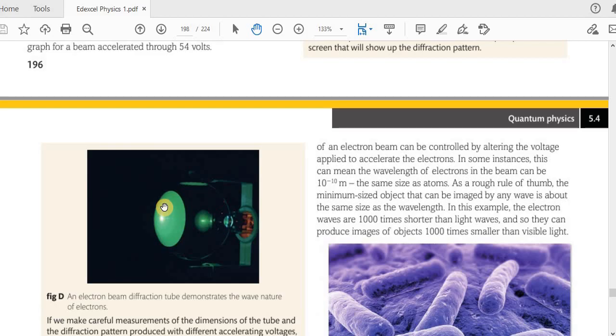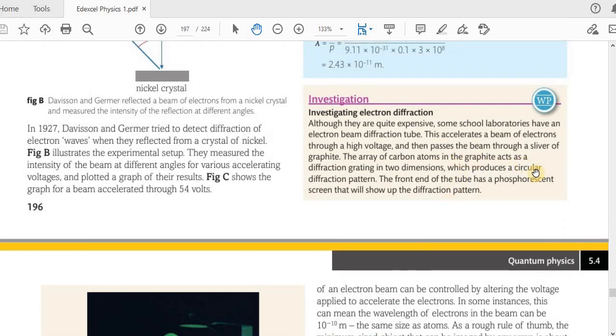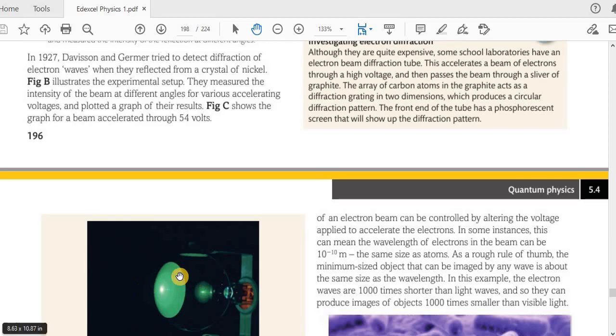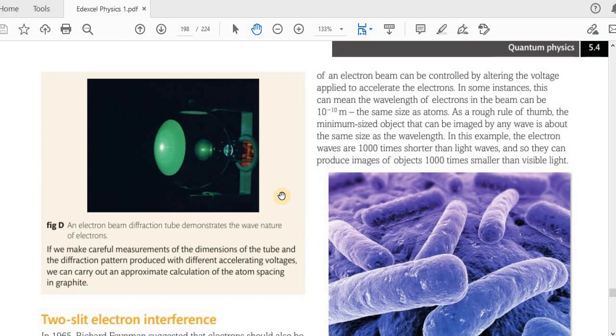So here this is what you can see. If you look closely, you can see circles here. That is the circular diffraction pattern. The front end of the tube has a phosphorescent screen that will show up the diffraction pattern. So when the electron strikes the surface, it will produce light. So that's what this means. If we make careful measurements of the dimensions of the tube and the diffraction pattern produced with different accelerating voltages, we can carry out an approximate calculation of the atom spacing in graphite.